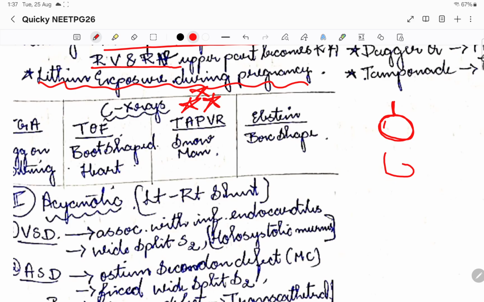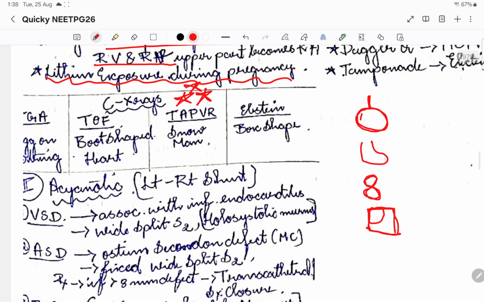Then coming to TOF, we all know, right? Boot-shaped heart will be there. And then coming to TAPVR, I told you, right? Figure of 8 or snowman appearance. So it would look like a snowman. Then coming to Epstein's anomaly, it would look like a box, because of the atrialization of the ventricle. Please go and see one image from each of these anomalies.